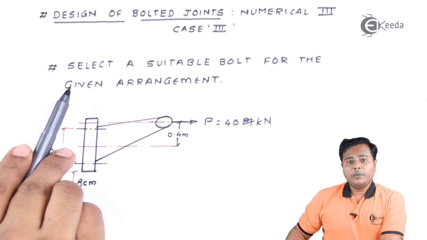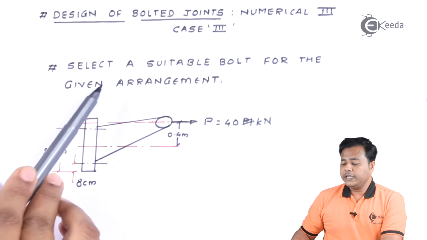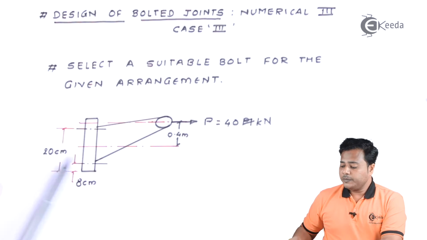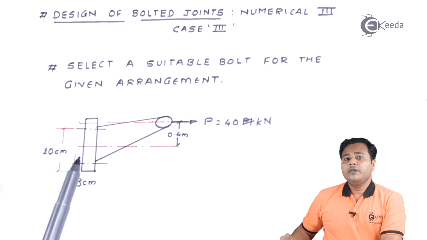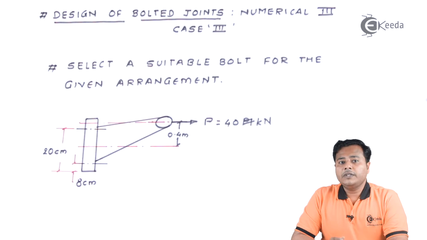You can see the problem statement on the screen. It says that select a suitable bolt for the given arrangement. The arrangement has been given and there we have to do the design part. Now, as compared with the previous numerical, there is no material data given and no factor of safety mentioned. So we need to do it from scratch, and consider everything.